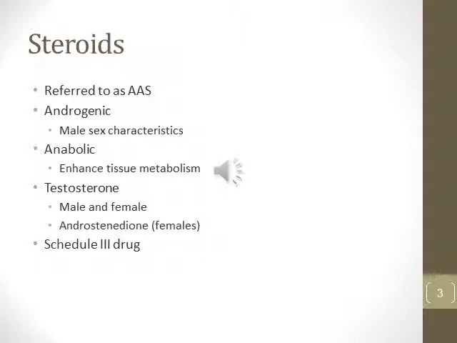Now what we're looking at here is the production of testosterone. So both males and females produce testosterone. Males obviously produce more than females, and we'll talk about why that is. And in females, a lot of the testosterone starts as androstenedione. The steroids we're going to be talking about here are on the controlled substances list. They are classified as a Schedule III drug.